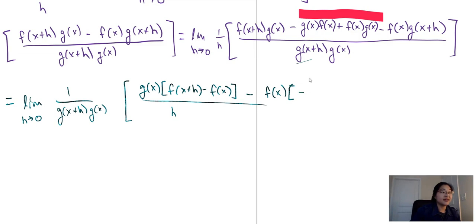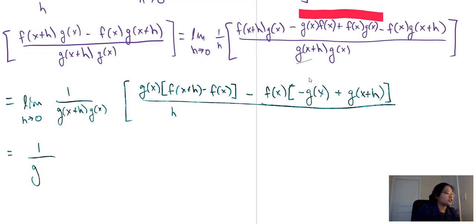I get negative g of x plus g of x plus h, and this is all still over this h. So now, what do I get when I evaluate this first part with my limit? I get 1 over g squared of x, right? When I evaluate my limit here, well, that doesn't do anything. I just get g of x. And actually, with this, I also just get f of x.